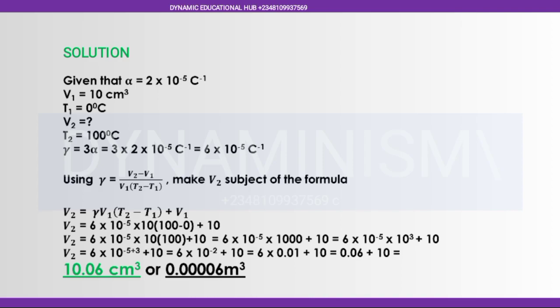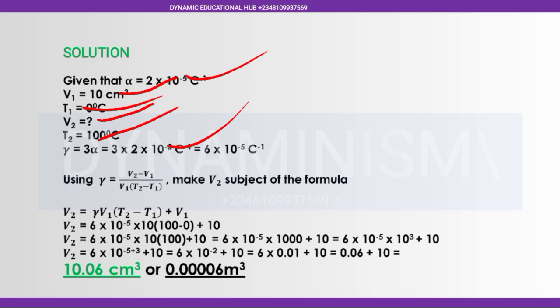Given that you are given what? The linear expansivity. You are given the initial volume. You know your initial temperature. You don't know your final volume. You know the final temperature T2. The first thing is you are given linear expansivity instead of what? Volume expansivity. You need to convert your coefficient to what? To coefficient of linear expansivity.